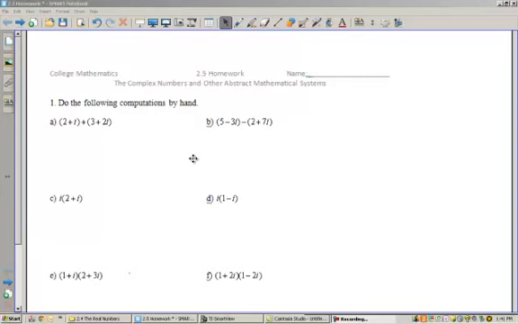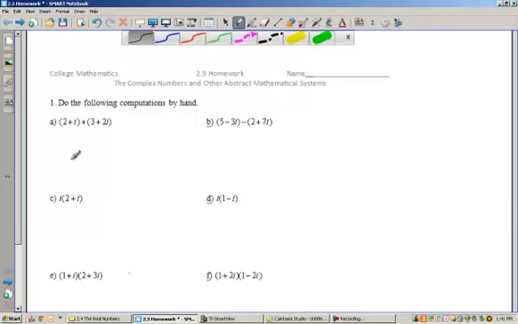Varying from this sort of clock arithmetic, right, turning the number line into a circle, to things as strange as a Rubik's Cube that we saw in class today. So let's take a look at this first one.